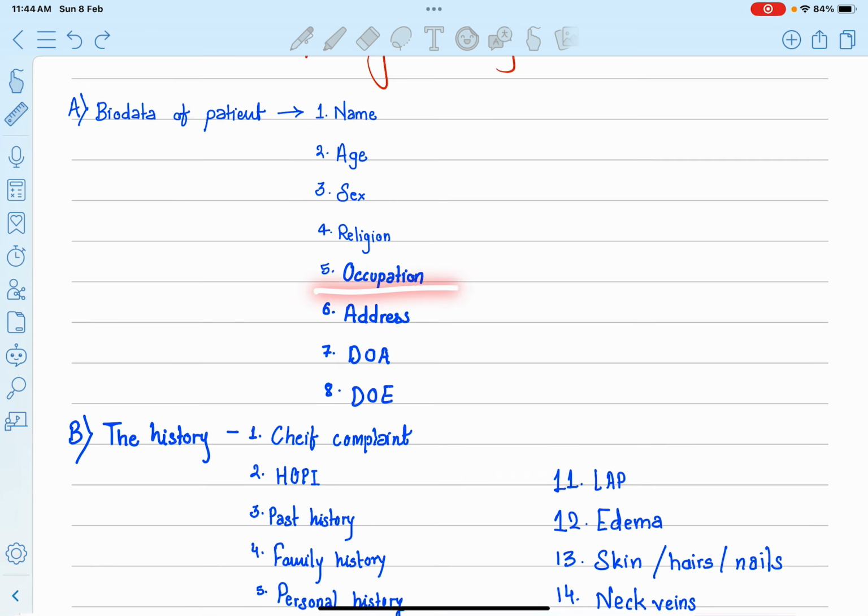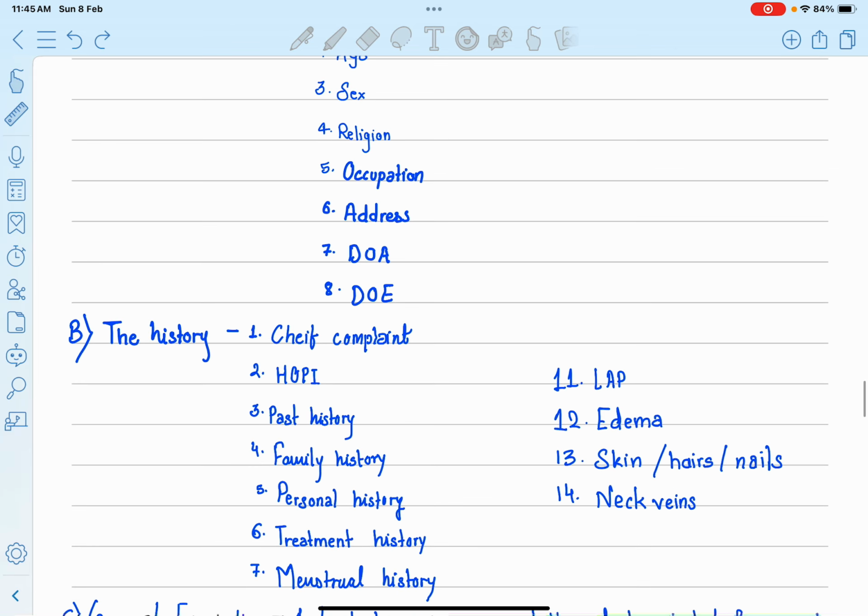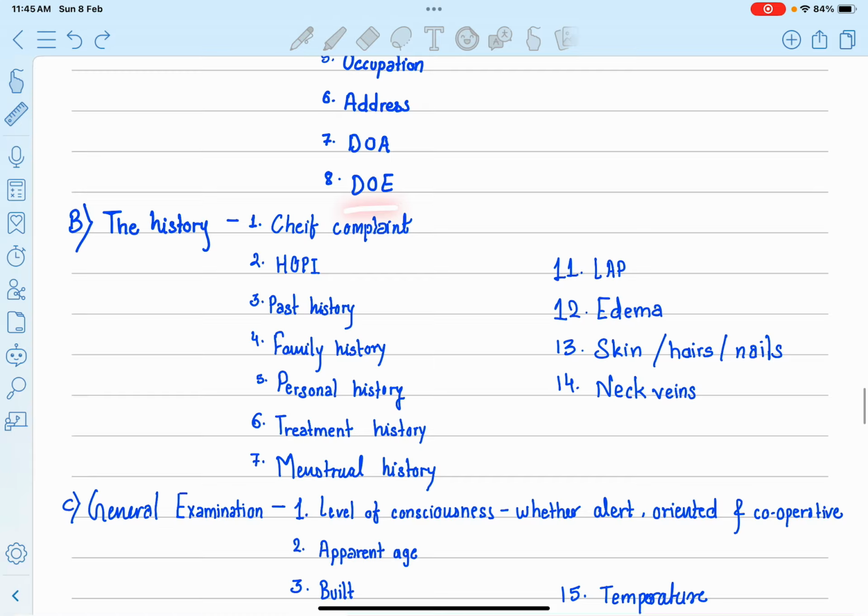Okay, then occupation is also important because there are various occupational diseases, like diseases of the respiratory system, pneumoconiosis and silicosis, asbestosis, then COPD. So these all are occupational diseases. Then address is also important to find out the endemic diseases of that area. Then date of admission is also important, so that we can evaluate whether the treatment is progressive or not. Okay, and date of examination is also important for the same reason.